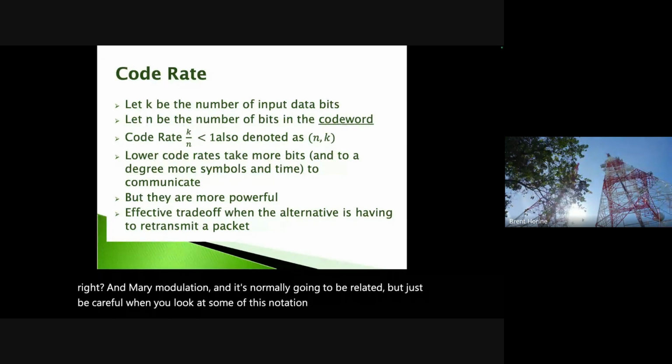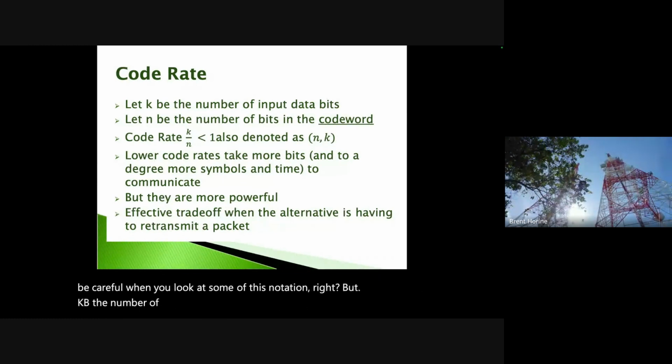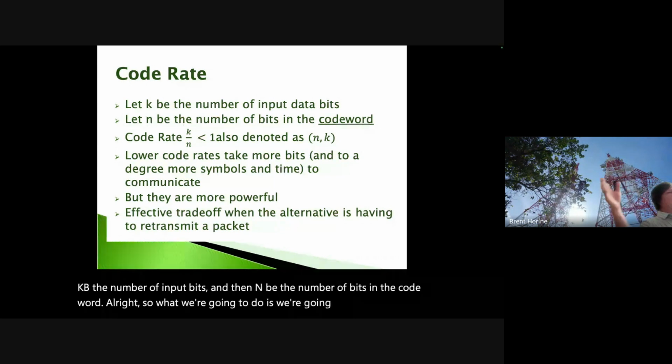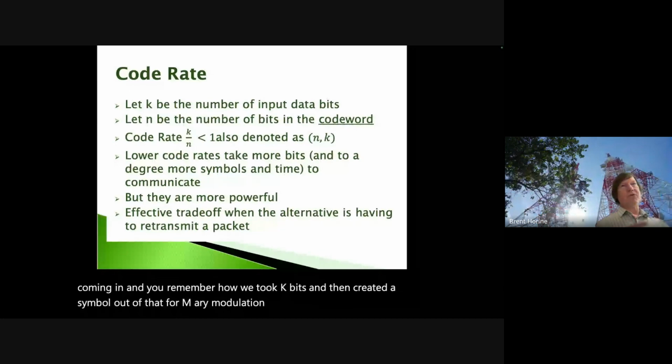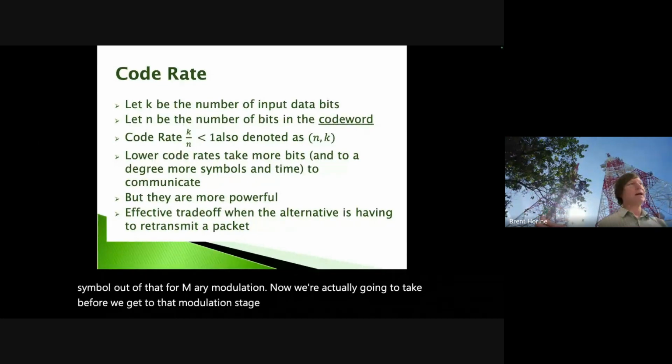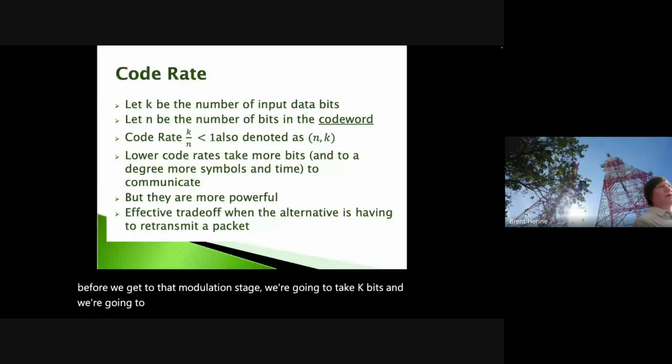Let K be the number of input bits, and N be the number of bits in the code word. We're going to take K bits coming in, and you remember how we took K bits and created a symbol out of that for M-ary modulation. Now, before we get to that modulation stage, we're going to take K bits and create a code word of N bits.